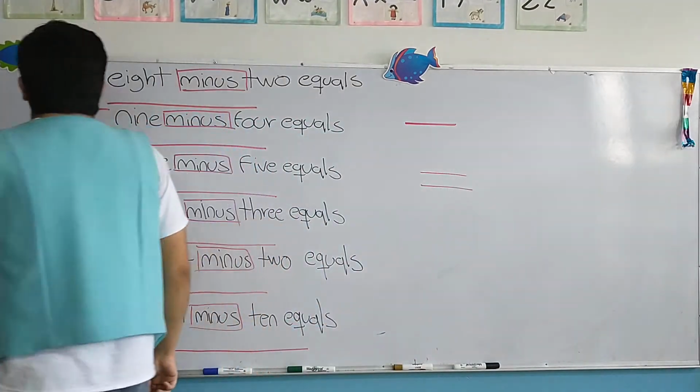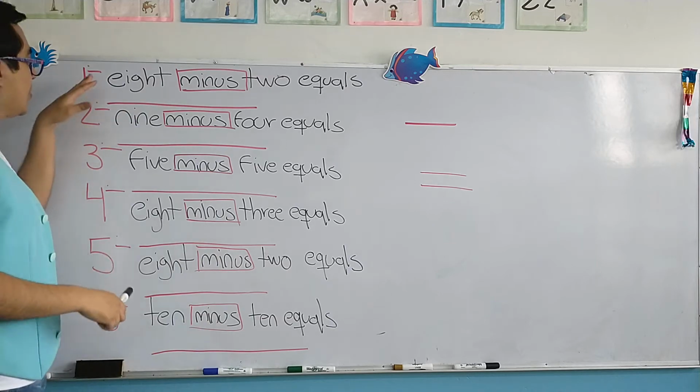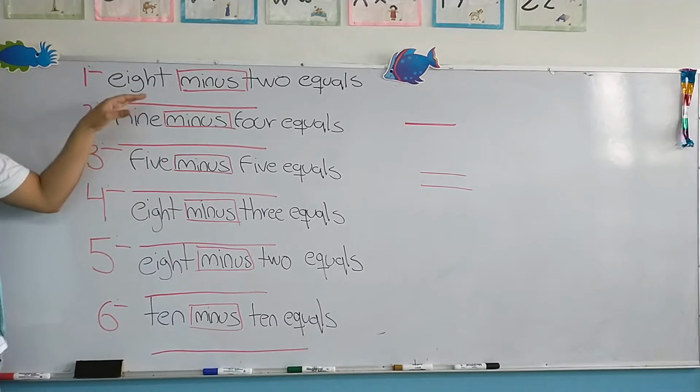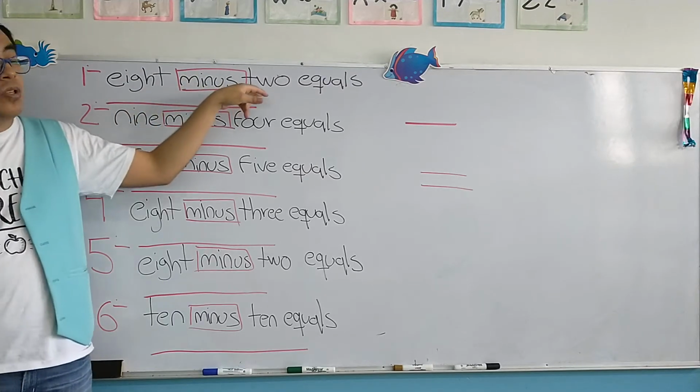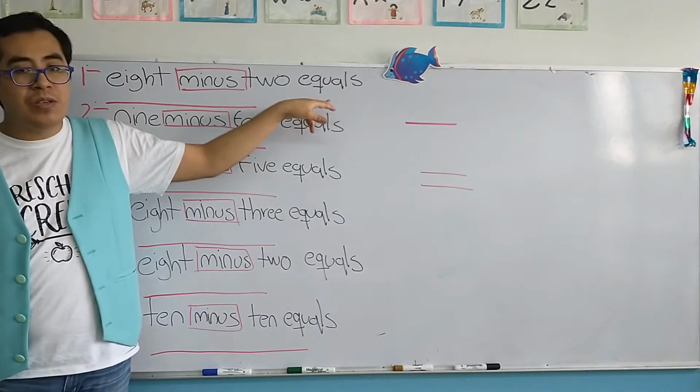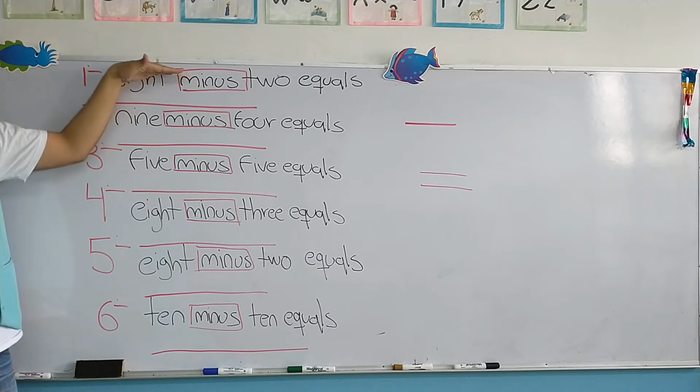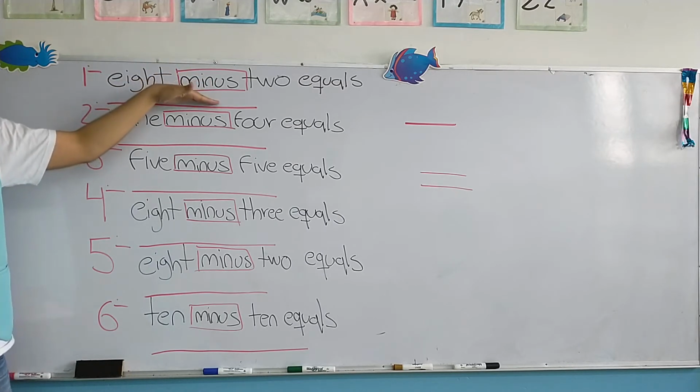So, the first subtraction, it says, la primera resta dice 8 minus 2 equals, and under this phrase we have to write the result.